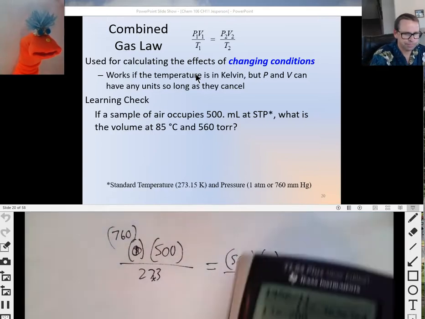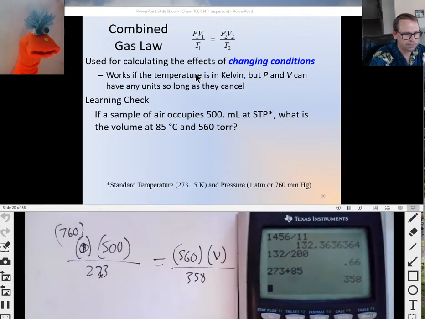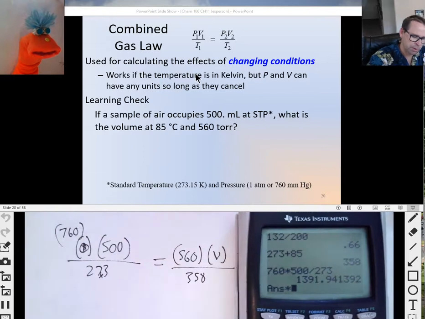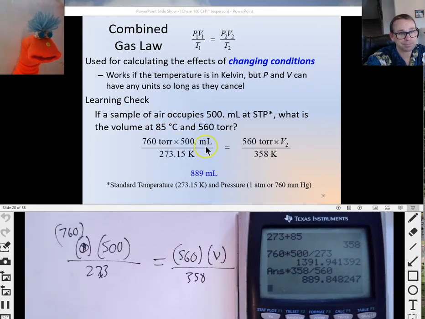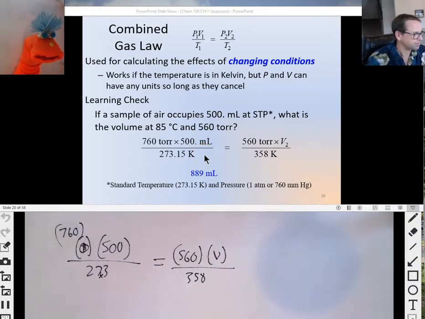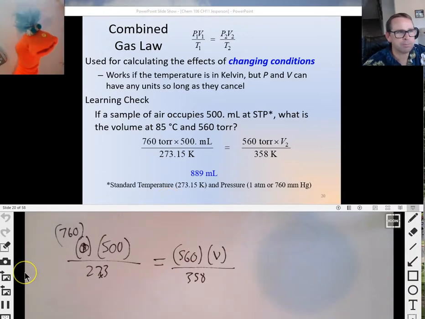So, calculator: 760 times 500 divided by 273 times the 358, divided by the 560. So 889, and that's volume. So it went from 500 milliliters to 889 milliliters. And that makes sense because we heated it up and we decreased the pressure, right? Okay, very good. So that is our combined gas law. Okay, good place to stop. Excellent job, Fred. Thank you very much.